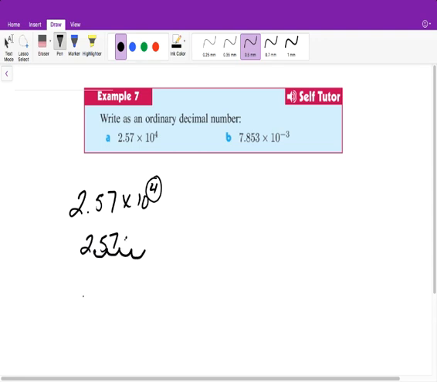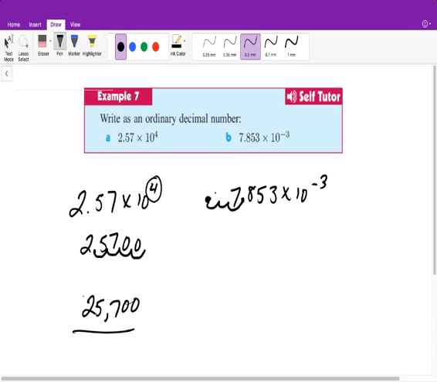So that means that this has to have 2 more zeros added to it. So this is actually representing 25,700. All right, now here it's saying 7.853 times 10 to the negative 3rd. So since we're multiplying it by a negative power, we know that this value actually represents a smaller number, so we need to move this to the left. So it's going to be 1, 2, 3, and we would add the 2 zeros, so it's 0.007853. All right, so that's how you can do this.